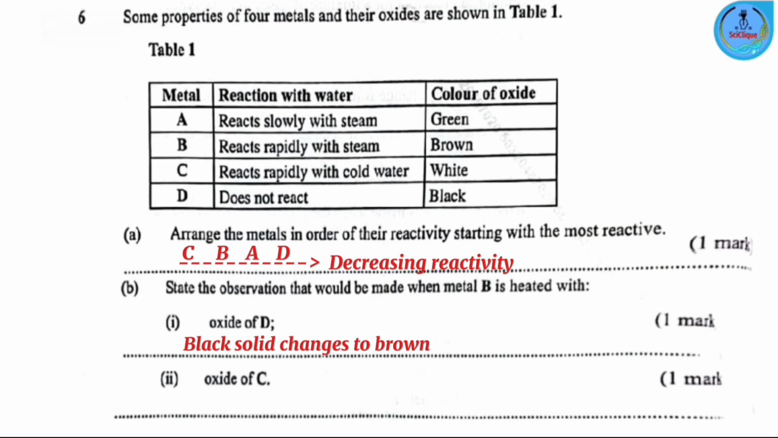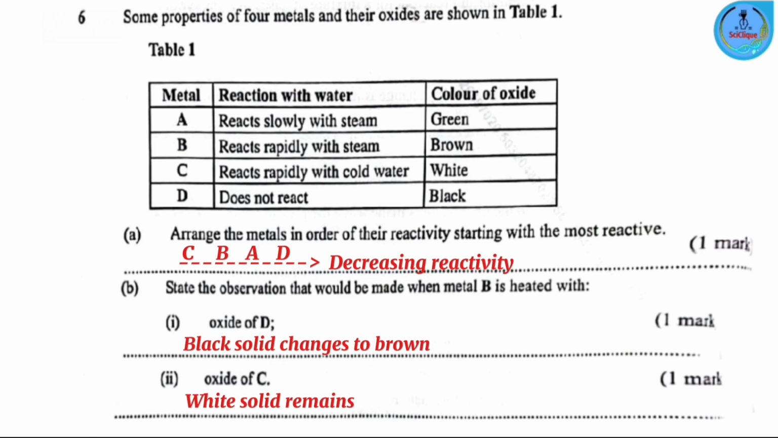Roman 2, oxide of C. Okay, metal B and oxide of C. So C, by the way, was the most reactive of all. So C is more reactive than B. Are we expecting to have any reaction here? No. B cannot displace C because it's less reactive than C. The only way that a metal can displace another is if it's more reactive. So B and an oxide of C, nothing will happen because B is less reactive than C.